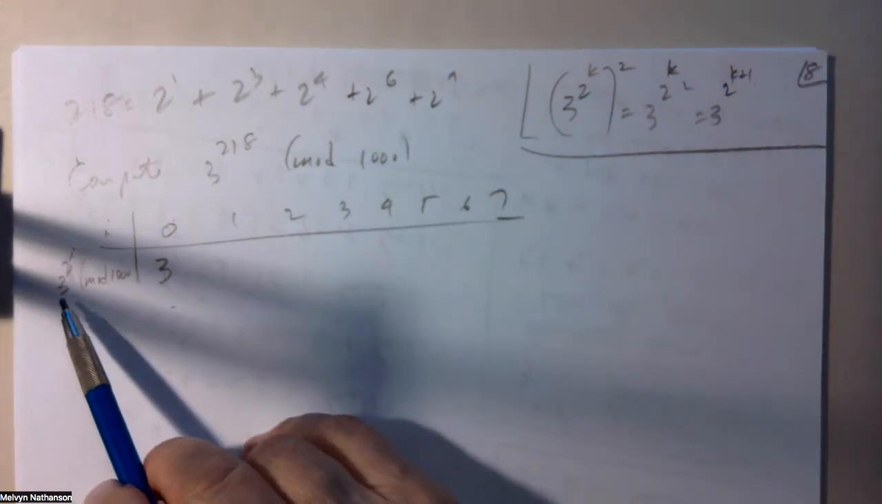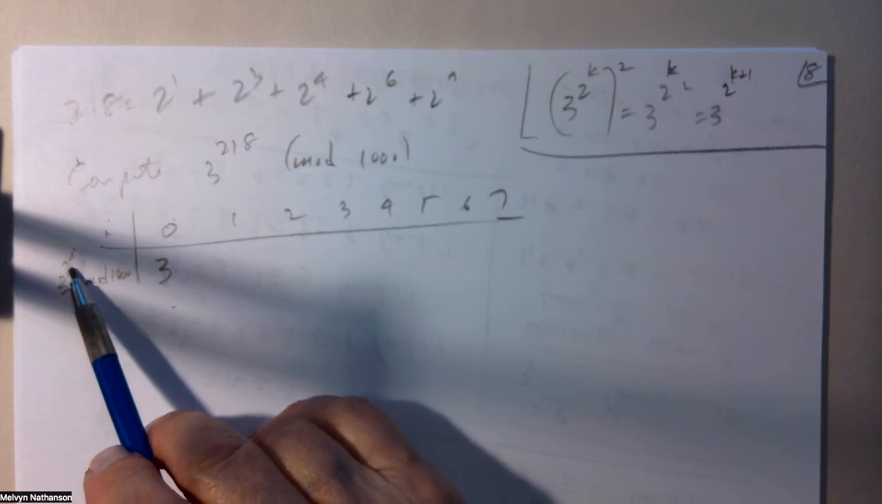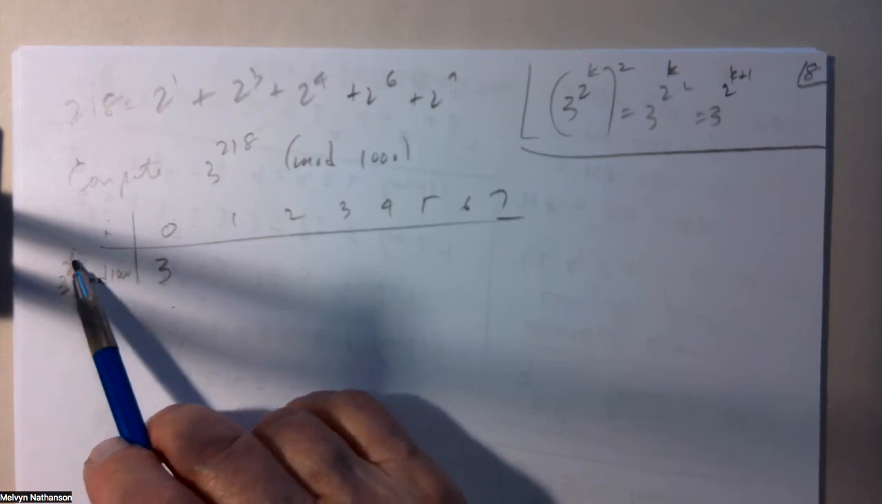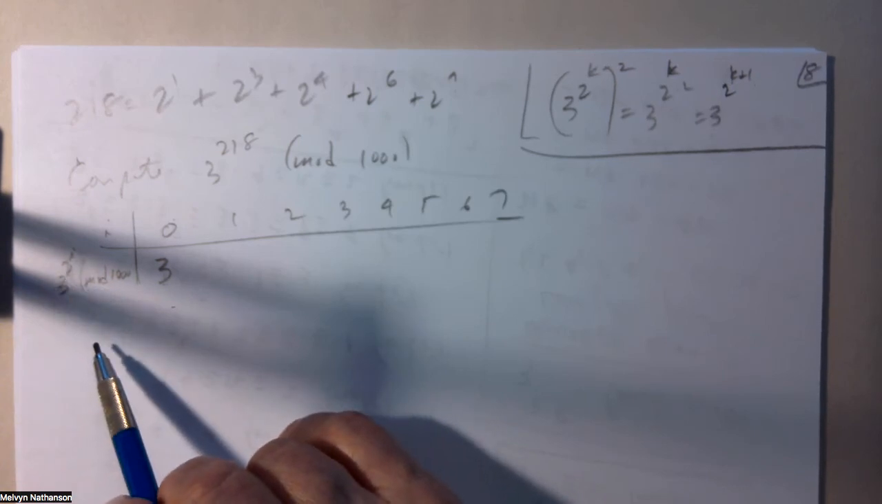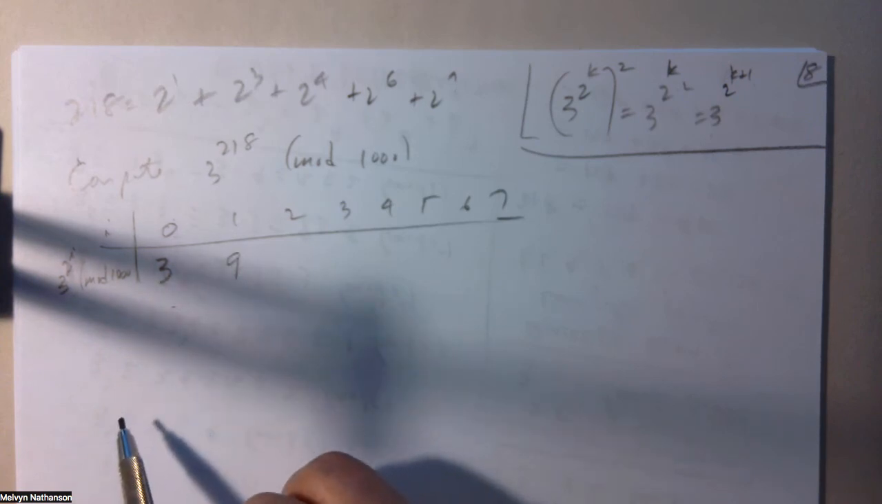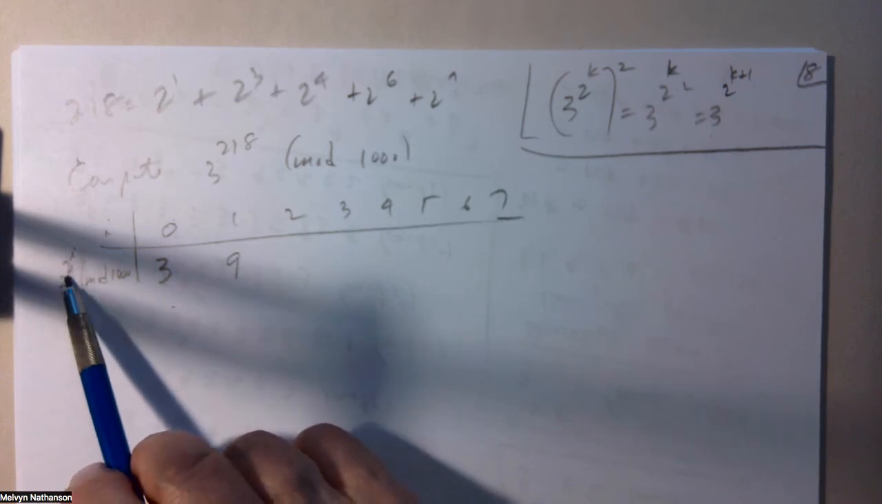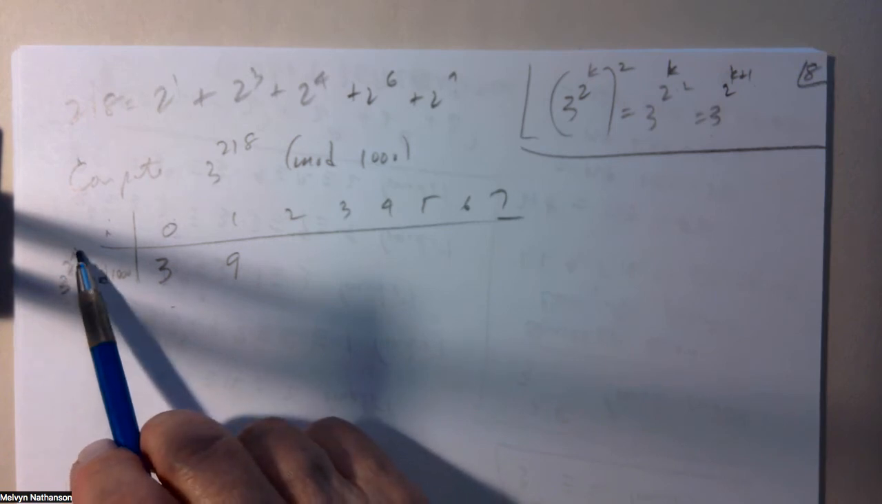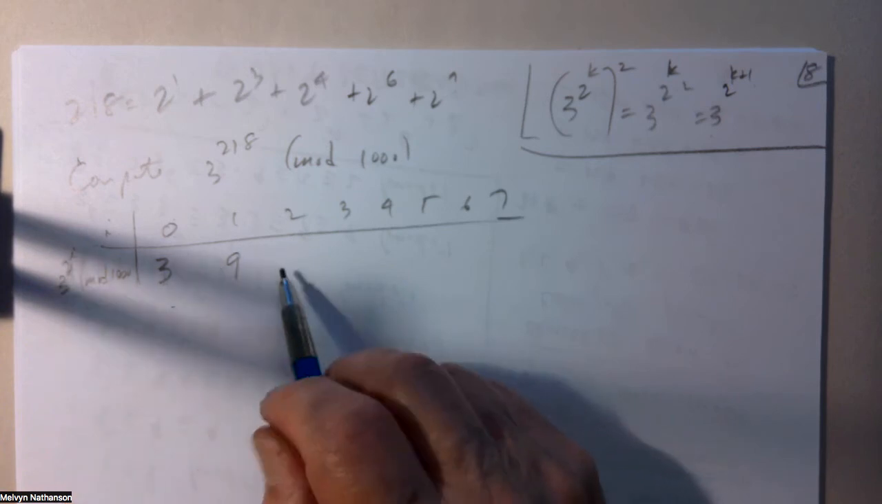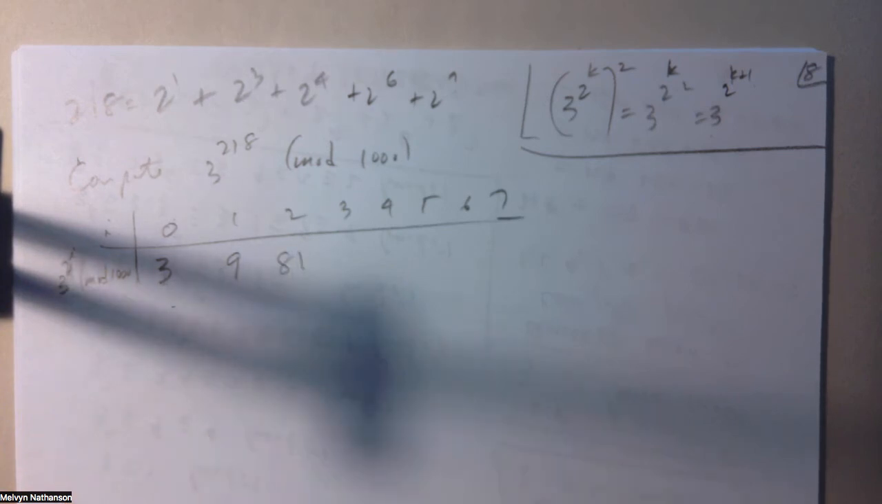If I want to get 3 squared, it's 3 to the power 2 to the 1, 3 to the power 2. I just square 3, I get 9. If I want to get the next higher power of 2, 3 to the 2 squared, that's 3 squared squared. 9 times 9 is 81.